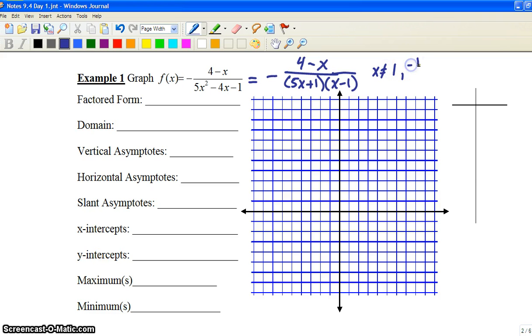1 and negative 1/5. Yes, those are the values that x is not allowed to be because it would make the fraction undefined, which makes the whole problem not work. Make sense? Not 4, because you're okay to have the numerator of a fraction equal to 0. That's okay, because that just makes the whole fraction 0, right? Okay. From that, we're going to go ahead and get these things graphed.